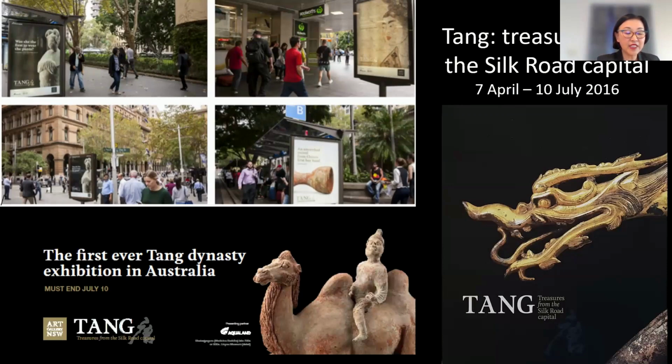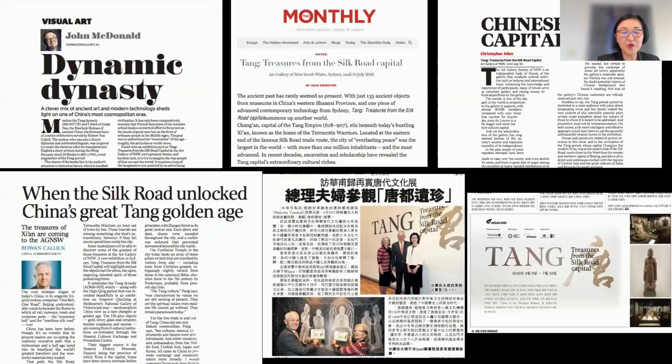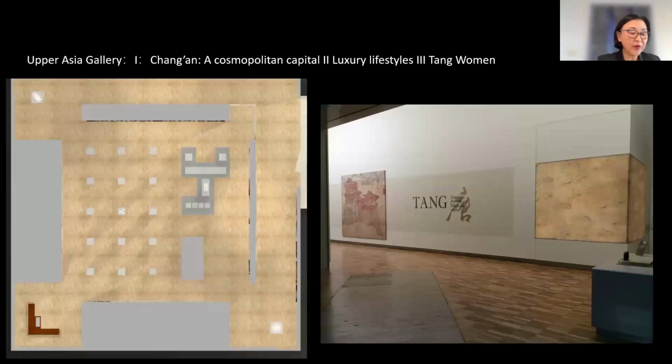From the elevation of tea drinking to an art form, the booming artisanship in gold, silver, and ceramics, to great innovations in Chinese fashion and music. So this exhibition was very well received by the main media, both Chinese and Western media in Australia. The exhibition actually occupied two gallery spaces, back then called the Upper Asia Gallery and Lower Asia Gallery.